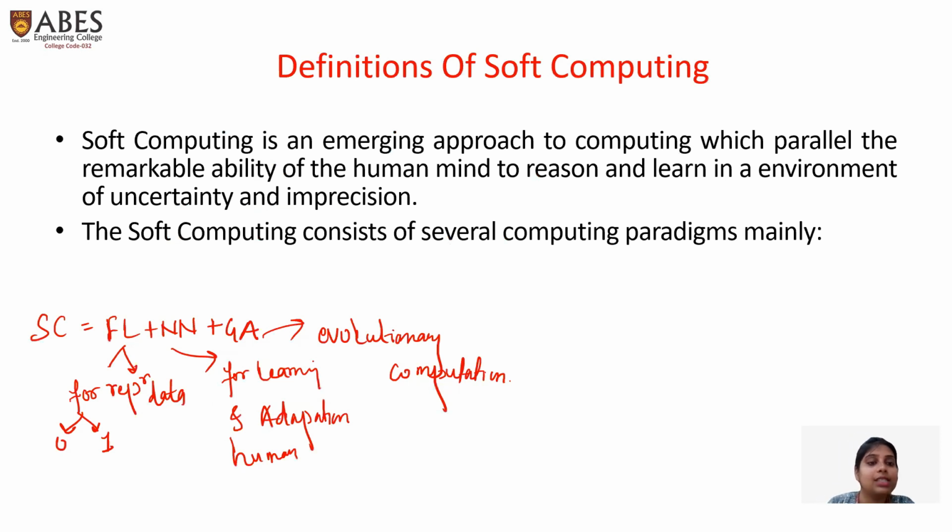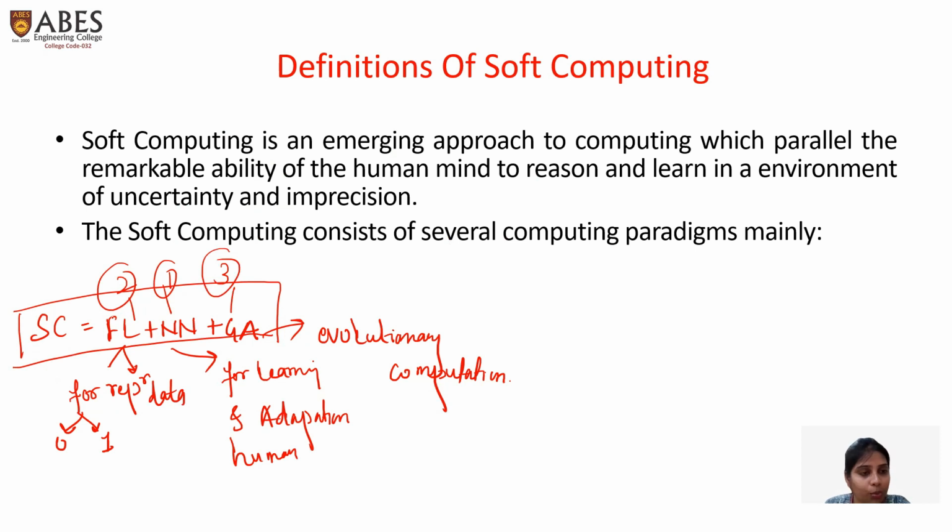After that, we can see the definition of soft computing. It can be defined in the form of three combinations. One is neural network, second is fuzzy logic, and the last one is genetic algorithms. So in simple terms, we can say that soft computing is basically a combination of these three terms.